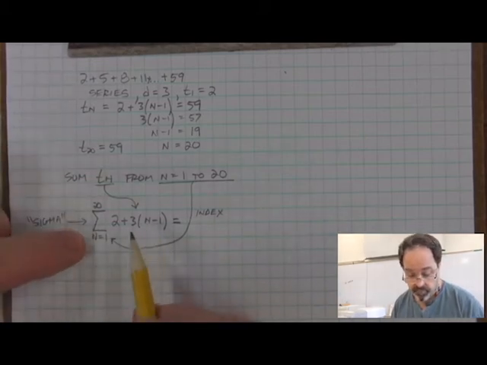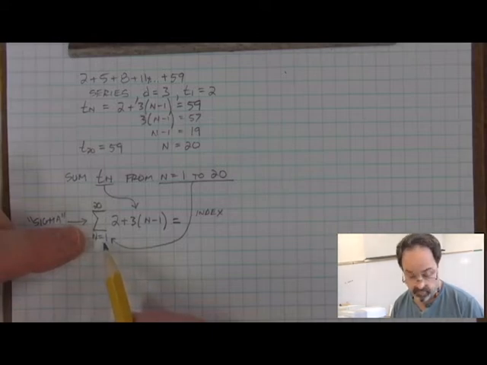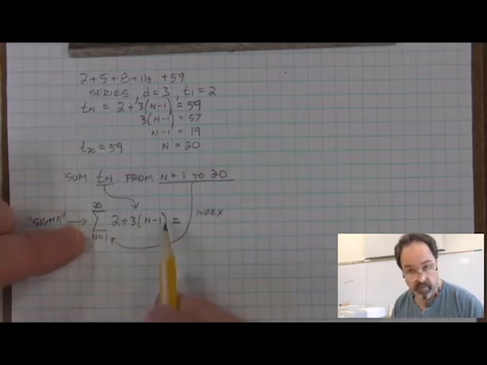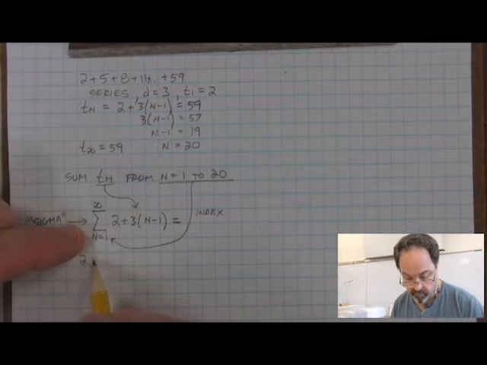You produce the first value of the series by starting with your lower bound in the index, the value that is at the bottom of the sigma. In this case, it's 1. And we would put that value into the equation and do the math and simplify to create the value of the first term of the series.